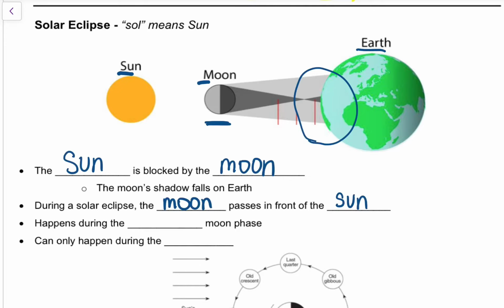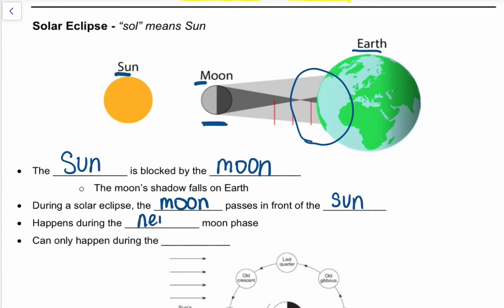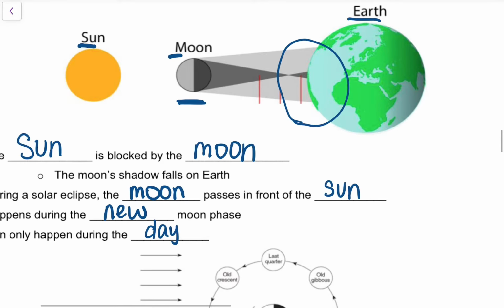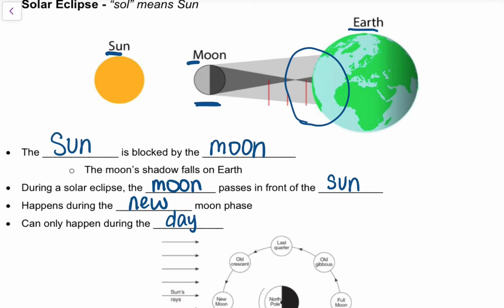And because the moon is passing in between the sun and the earth, a solar eclipse can only happen during a new moon phase. That's the only time that the moon is in the correct position to be directly in between the sun and the earth. And if you also notice, it happens when the side of the earth that receives the eclipse is facing the sun. So a solar eclipse happens during the daytime. A solar eclipse can only happen during the day.